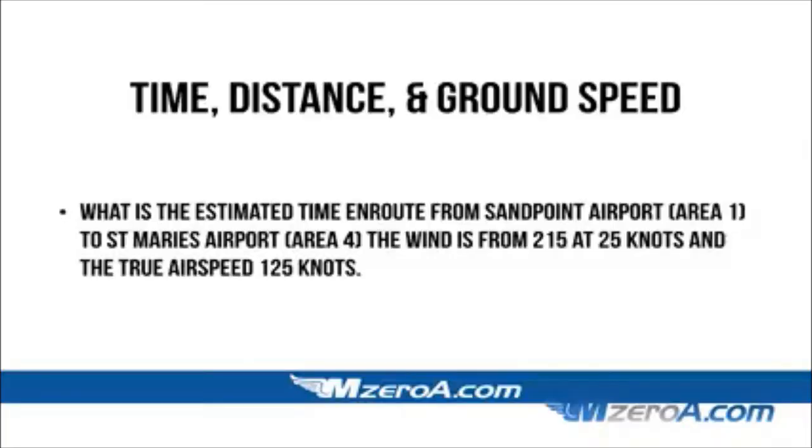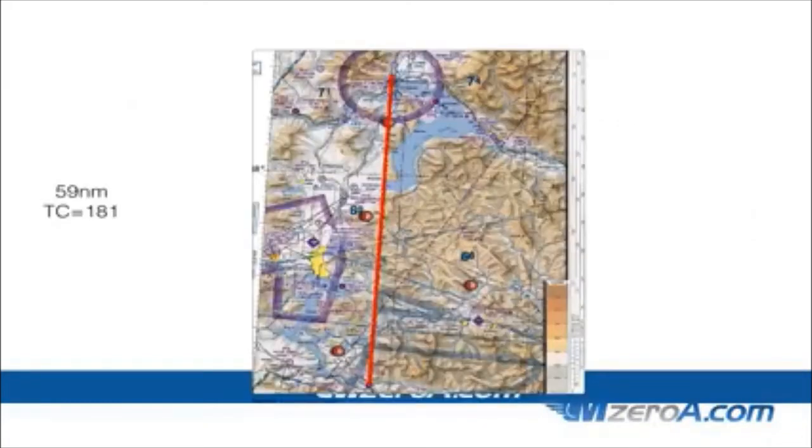It's time, distance, and ground speed. The question, again, this is right from the FAA database, says, what is the estimated time en route from the Sandpoint Airport, Area 1, to the St. Mary's Airport, Area 4? The wind is from 215 at 25 knots, and the true airspeed is 125 knots. Well, first things first, we need to look at that sectional chart. And I've pulled it up here for you so you can see it.